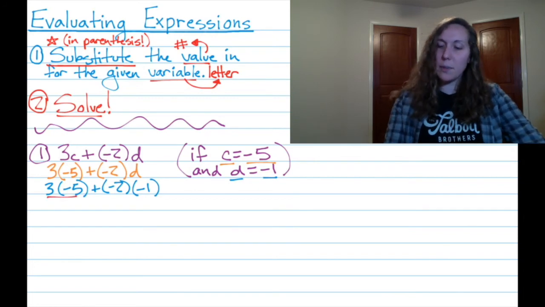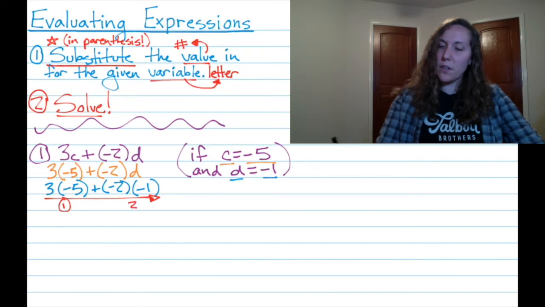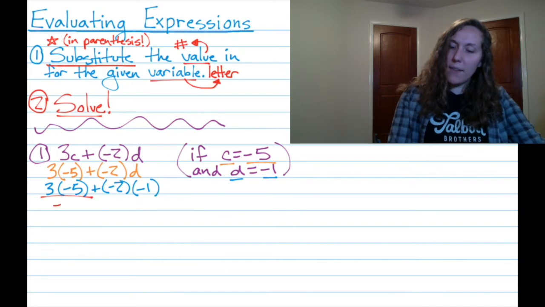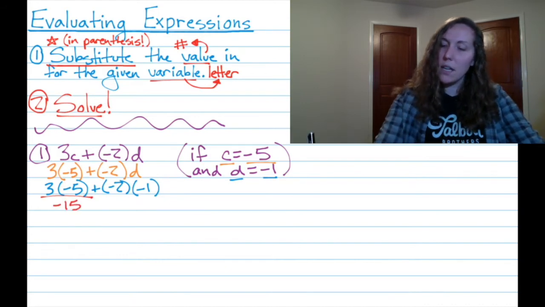Any multiplication or division? Yes. I see some multiplication here and here. How do I know which one to do first? Again, we're always checking left to right. So that means I'm going to do this one first, this one second. Okay. So I'm going to do 3 times -5, which is -15.